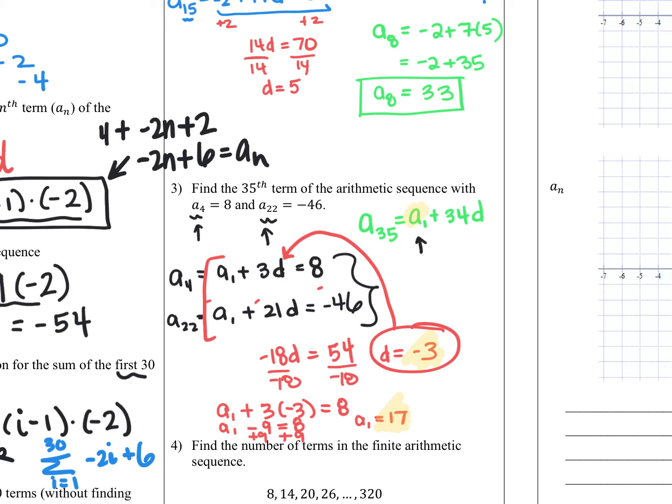So if I plug those in, that should be able to give me my 35th term. So let me undo that. A35 should be equal to 17 plus 34 of those negative 3's. So this is going to be 17, and then when we take 34 times negative 3, grab my calculator here.